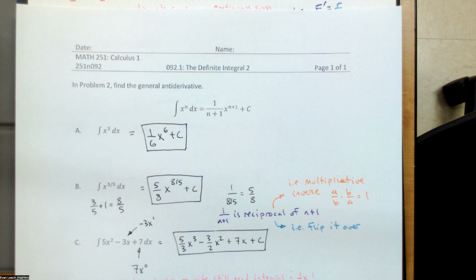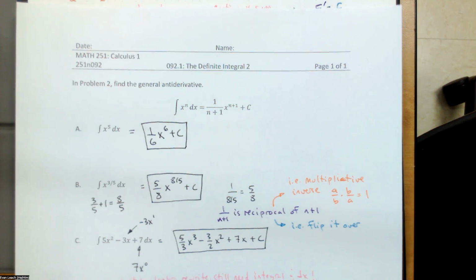with an nx to the n, it becomes x to the n plus 1 over n plus 1. Read -3x as -3x to the first. Add 1 to get 2, divide by the 2. Read 7 as 7x to the 0. Add 1 to get 1, divide by 1. So there's that one.